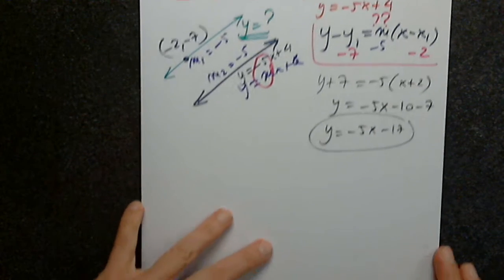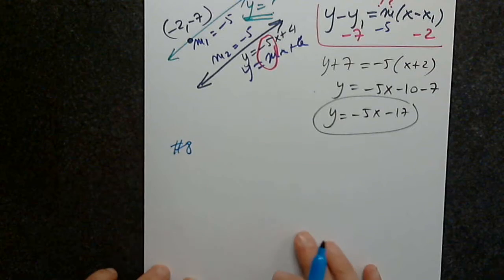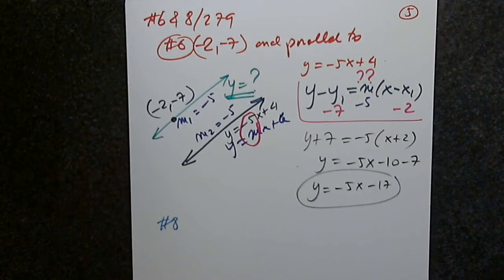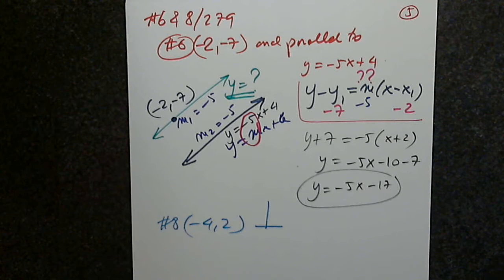Thank you. So let's look at number 8. In number 8, we are given another point, but this time we are told it's perpendicular to another line whose equation is given. So same idea, -4, 2, but this time perpendicular to y equals 1/3 x plus 7. So before we move on to 8, do you have any questions for 6?